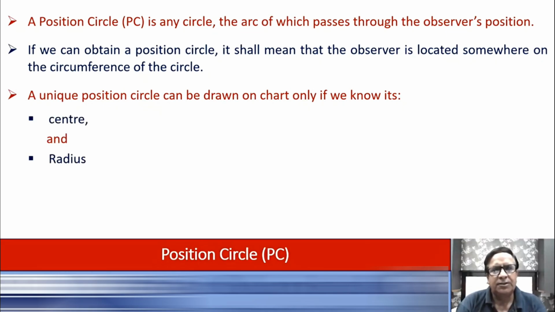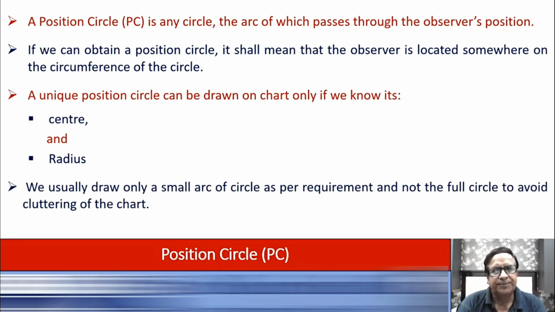Basically, the purpose of all the methods shall be to identify the center of the circle and also to obtain its radius. We usually draw only a small arc of the circle as per our requirement in the vicinity of the vessel, and not the full circle to avoid cluttering of the chart.